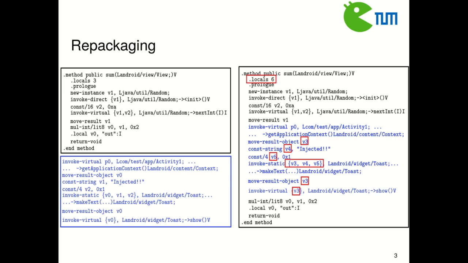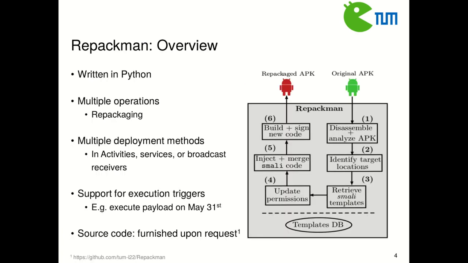Android apps can be easily disassembled to smaller representations as seen in the figure. Assume we wish to add the functionality in blue, which displays a toast message injected, to that of the original program in black, multiplying a random integer by 2. All we need to do is merge both strings, as seen on the right, and update the number of variables used by the new mixed code via the .locals statement. We implemented Repackman to follow this simple and effective operation.